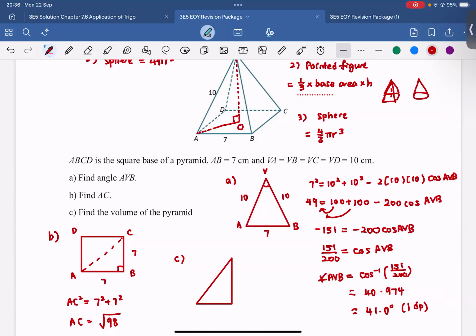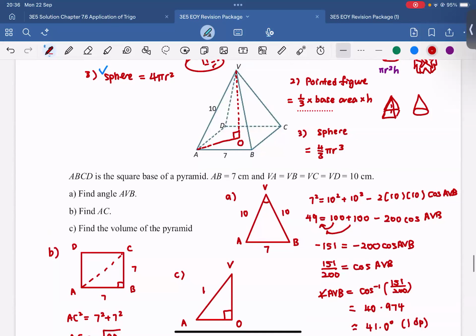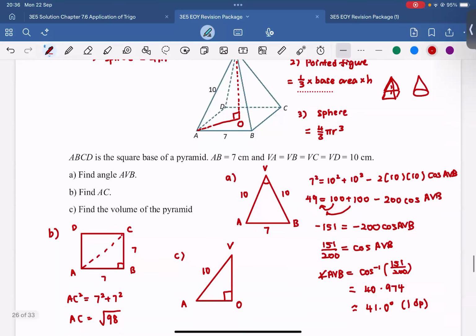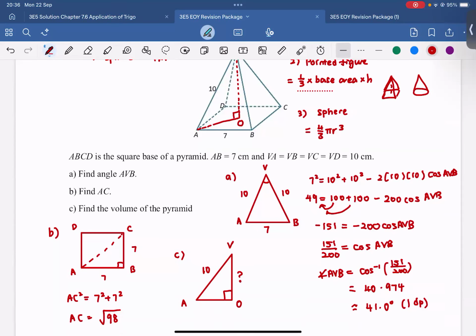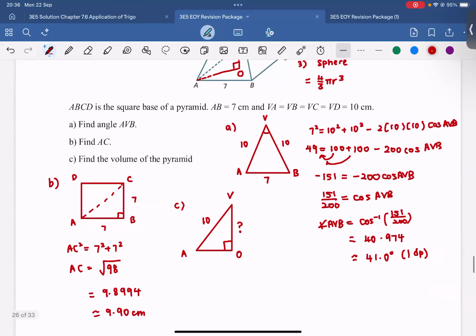So this is the 3D trigo that I never really do with you. We skip that part. Okay, so this is A, this is O, this is V. So you can see that this is actually 10. Then we need to find this. So what is actually AO? Anybody? AO is 10? Oh, 5? Wrong. 9.90 divided by 2. Yes, AO is actually the center of your AC.